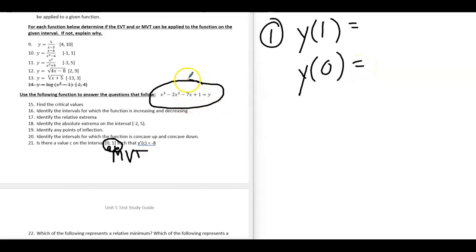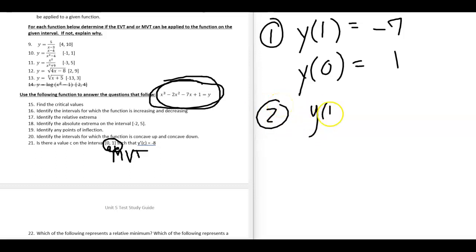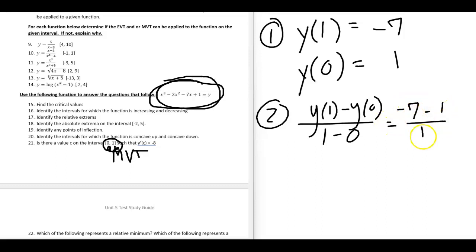So if I plug 1 into this function here, I'm going to get 1 minus 2, which is negative 1, minus 7 is negative 8, plus 1 is negative 7. And then I'm going to plug 0 into this function also, and I'm going to get 1 out of that. Once you have those, you're ready to go ahead and find this expression, y1 minus y0 over 1 minus 0, which is our average rate of change. So that's going to be negative 7 minus 1 over 1, which is negative 8.